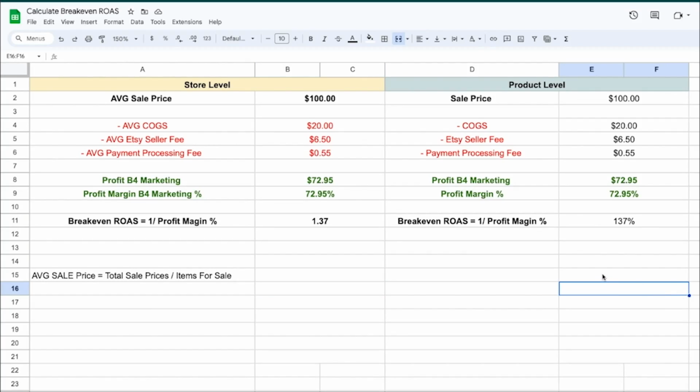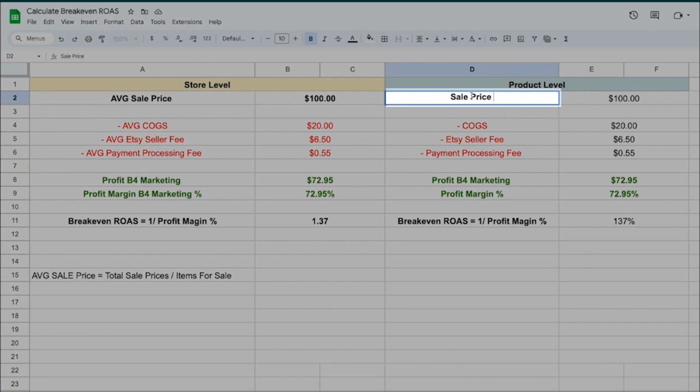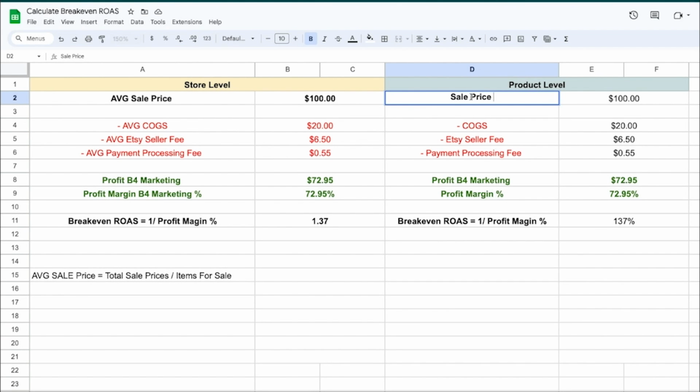Contrary to this, if you want a more specific view, because on a store level this is showing you your store averages historically, on a product level you do the same calculation here. The only difference is that you're going to use a specific sale price for that specific product instead of taking an average of all of your products.